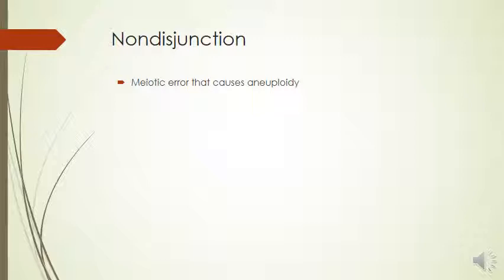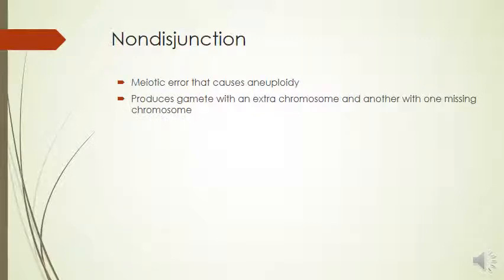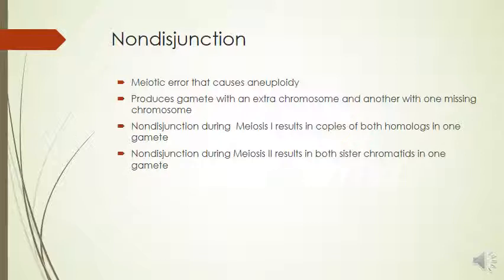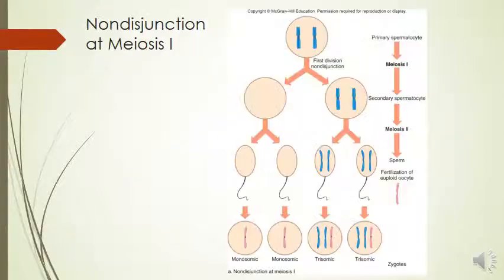Non-disjunction. The error that causes aneuploidy produces a gamete with an extra chromosome and another one missing a chromosome. Non-disjunction during meiotic division number 1 results in copies of both homologs in one gamete. Non-disjunction during meiotic division number 2 results in both sister chromatids in one gamete.